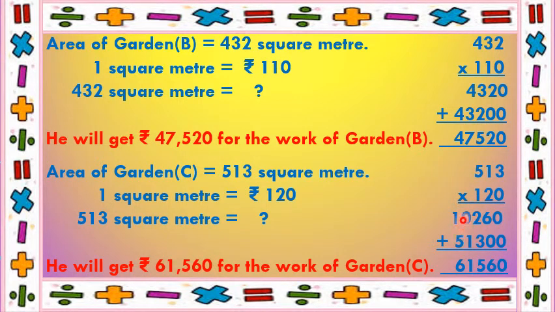Now add these both numbers. 0 plus 0 is 0, 6 plus 0 is 6, 2 plus 3 is 5, 0 plus 1 is 1, 5 plus 1 is 6. So Karunya the contractor will get rupees 61,560 for the work of Garden C.